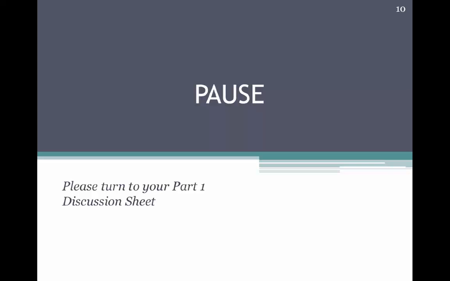Refer to part 1 of your discussion sheet. Identify in your worksheet what resources Dr. Frost needs to support his team training program. Pause the lecture and take time to complete this portion of the discussion sheet. When you have completed this exercise, please move on to the next section.